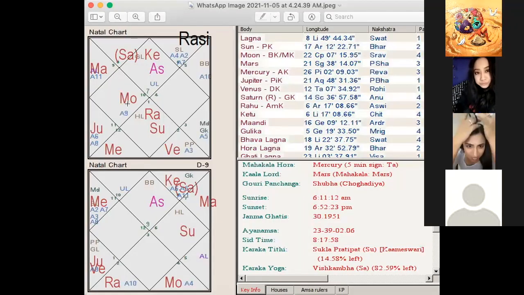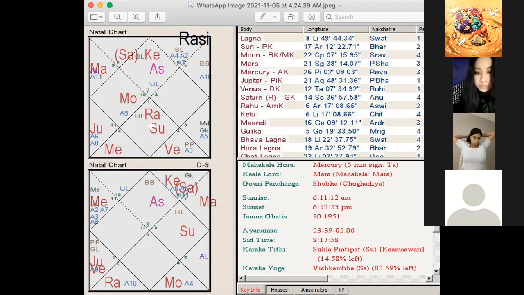This is a chart of a girl. She has Rahu and exalted Sun, both in the seventh house. If an exalted Sun is sitting with malefics, it is considered malefic. Always remember that. It's a basic rule for the Sun. So two malefics in the seventh house.